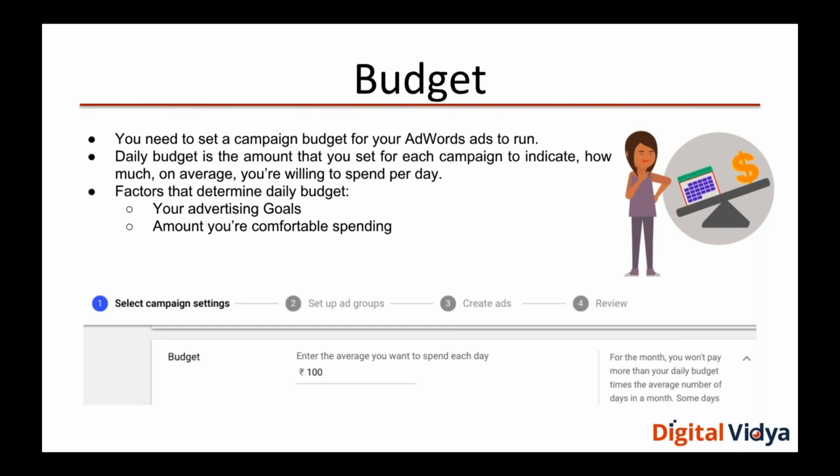Now, what can determine what you set as a daily budget? First of all, your advertising goal and whatever is the amount that you're comfortable spending. If you have a particular limitation on a budget, you can't obviously spend more than that, right? And Google does not demand a minimum spend of sorts, so you can keep a budget that is flexible for you on a daily basis.